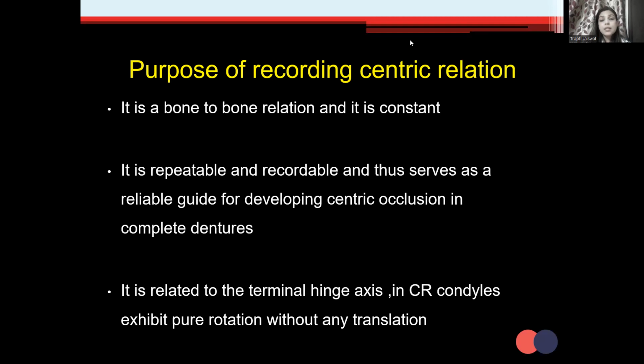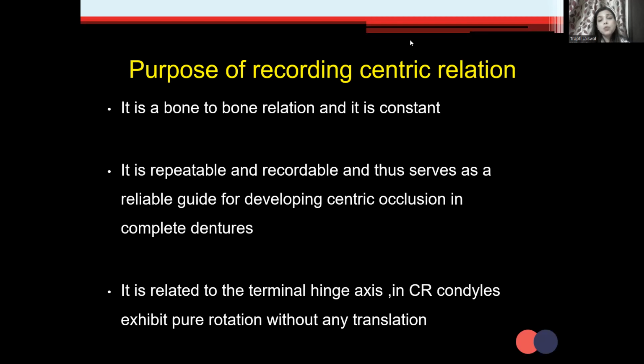It is not necessary that centric relation should coincide with the centric occlusion, but in completely edentulous patients, we need this relationship so that we take it as a reference relation. Centric relation acts as a reference relation. Why are we taking it as a reference relation? Because it acts as a reliable guide, and because it is repeatable, it is recordable, it is a single relationship.